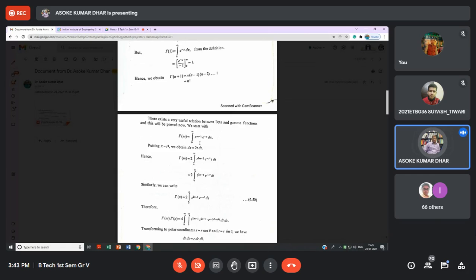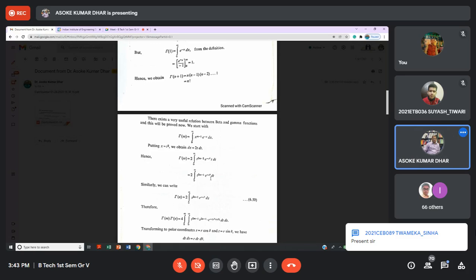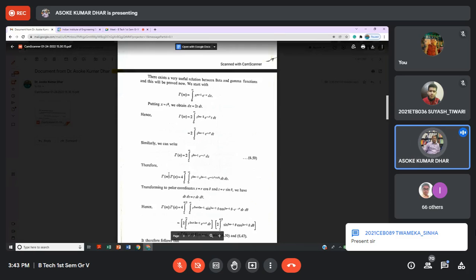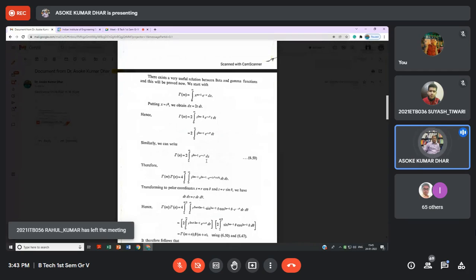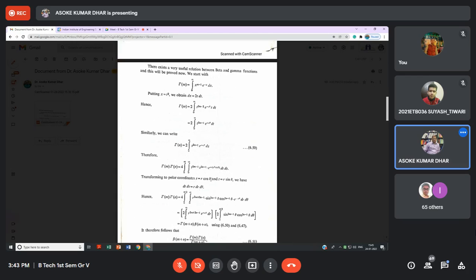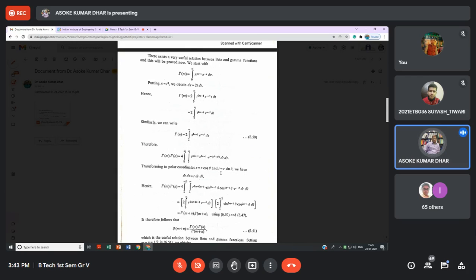Gamma m is equal to this. Put x is equal to t square, dx is 2t, so gamma m is equal to 2 times this. Similarly, gamma n is equal to this, replacing t by s and m by n. So you will get gamma m multiplying gamma n, you will get 4 times this, this is a double integration. Put s is equal to r cos theta, t is equal to r sin theta, so that dt ds is equal to r dr d theta. This is the Jacobian. You have already calculated the second order integration.